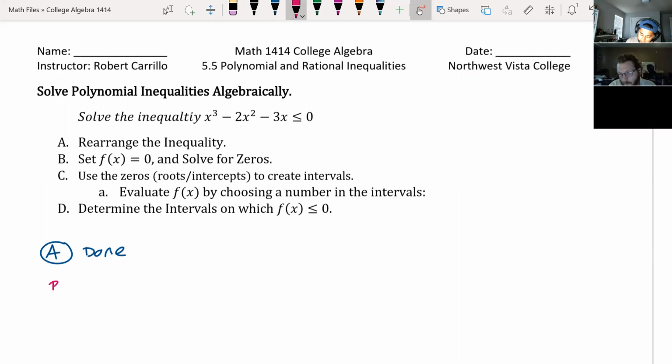And then step B, take the given function, set it equal to 0, and solve for x. So we're going to take x cubed minus 2x squared minus 3x. We're going to set it equal to 0 to solve for x. What could I factor out here?